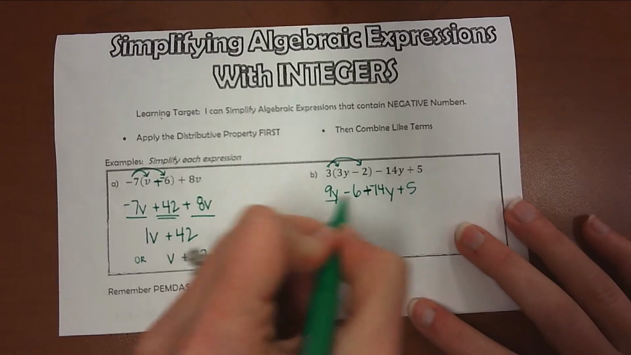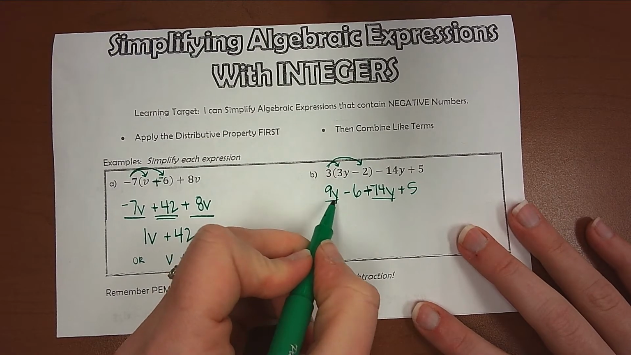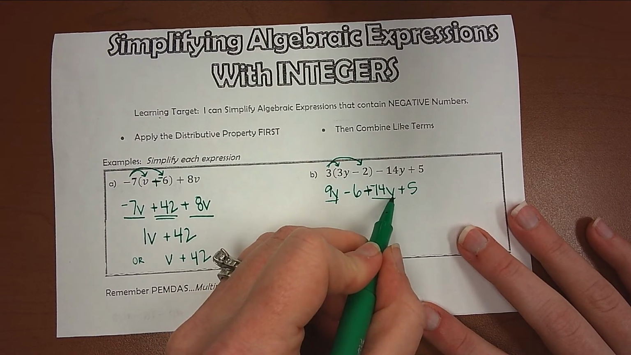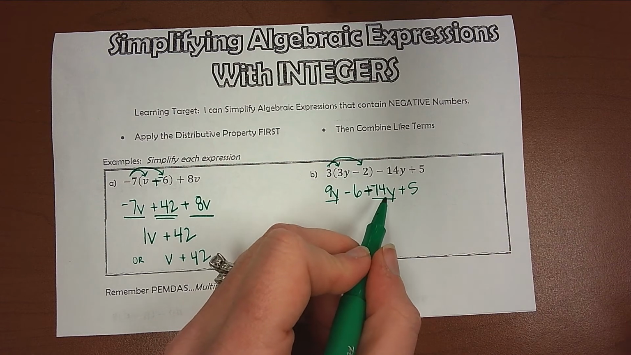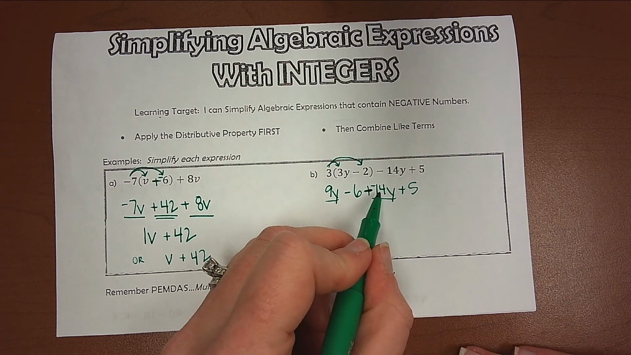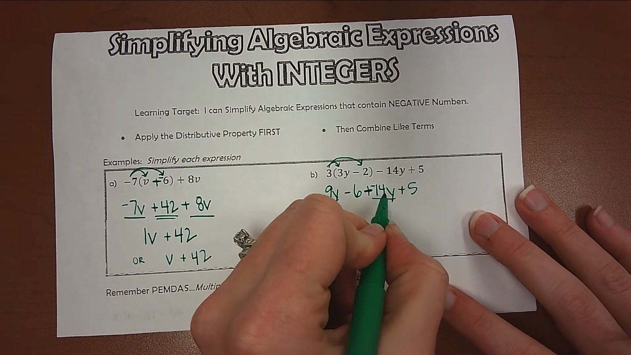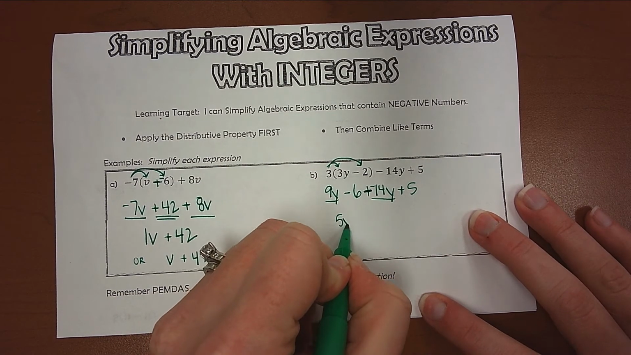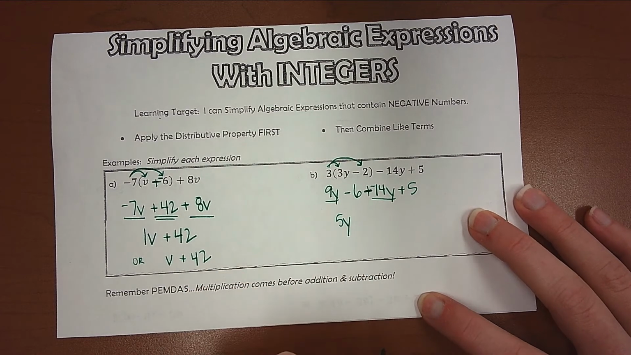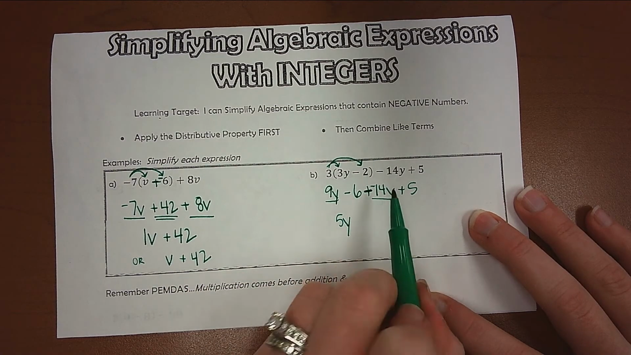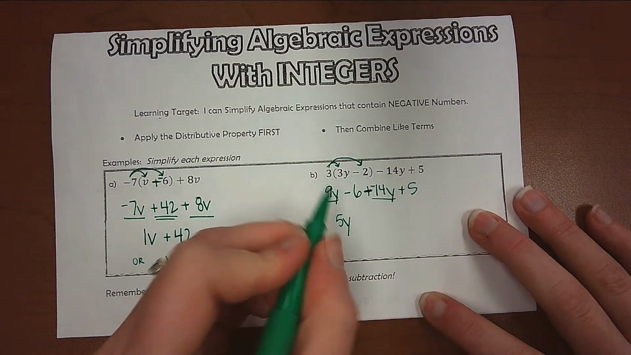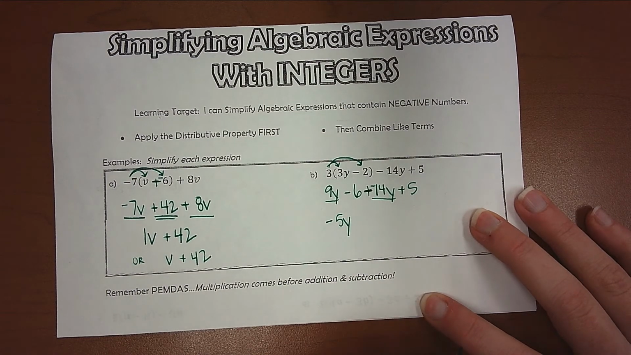When I look at my terms now, I've got 9y plus negative 14y. When signs are the same, we add and keep, but in this case, signs are different. I've got a negative and a positive. So different signs subtract. 14 minus 9 is 5y. Keep the sign of the higher number, then you'll be exact. So in this case, the higher number is a negative, so this should be negative 5y.